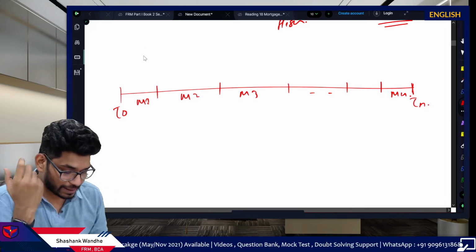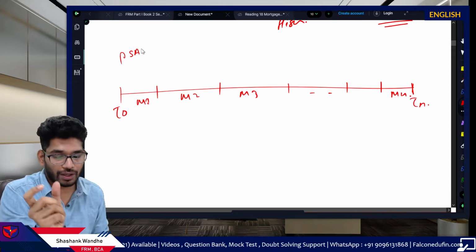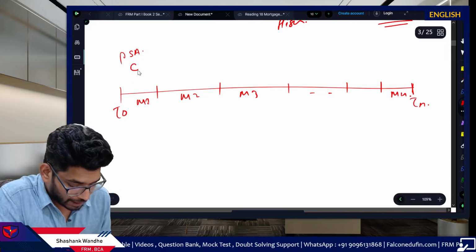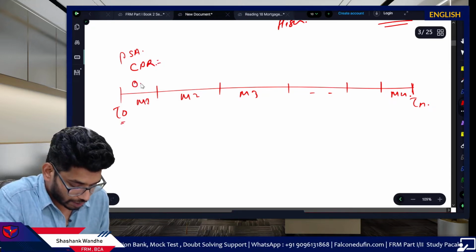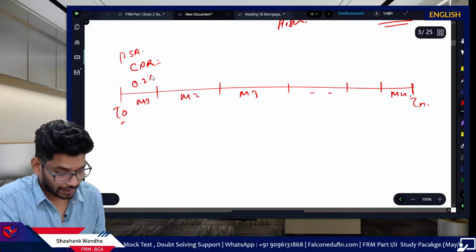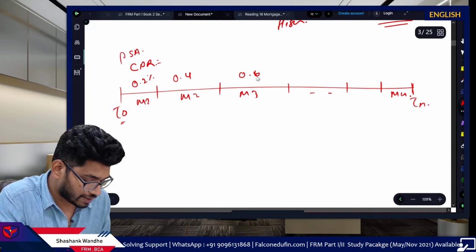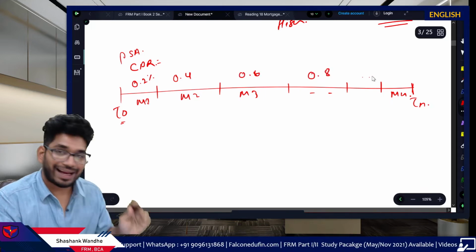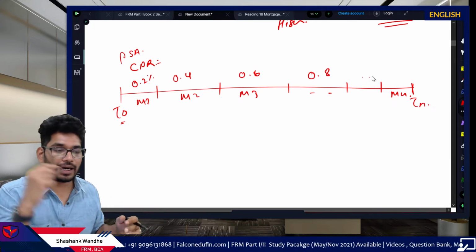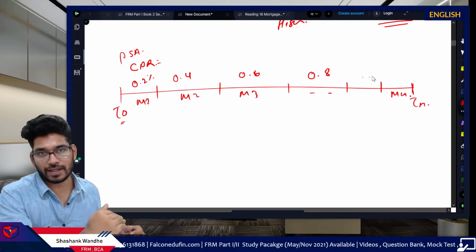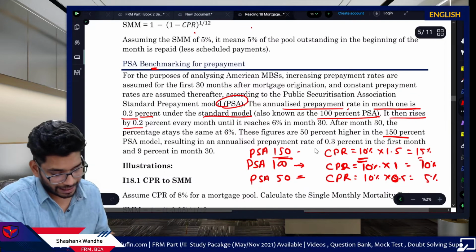So this PSA benchmark says that the annualized rate of CPR for the first month is only 0.2%. This keeps on increasing by 0.2, meaning 0.4 here, 0.6 here, 0.8 here, and so on. It keeps on increasing like this. And after a certain time period, it will be fixed at 6%. So your CPR will be fixed at 6%. This is the standardized model.